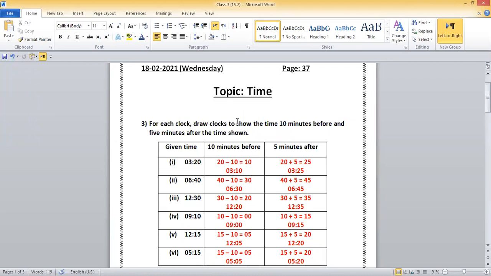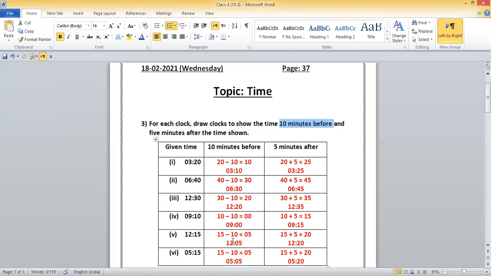What we need to do, guys, we were asked in question number 3b that for each clock we have to draw a clock that is showing the time 10 minutes before and the time which is 5 minutes after. I taught you about this table yesterday also. Again, I'm repeating. So I took the time from the book that the given time was 3:20 in the first clock, 6:40 in the second clock, 12:30 in the third clock, 9:10 in the fourth clock, 12:15 in the fifth clock and 5:15 in the sixth clock. I mean 20 past 3, quarter to 7, half past 12, 10 past 9, quarter past 12 and quarter past 5. This was the time given in the book. Now we need to draw a clock which is showing time 10 minutes before and 5 minutes after.